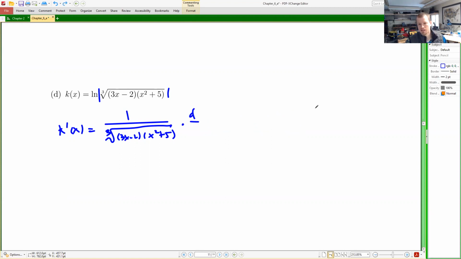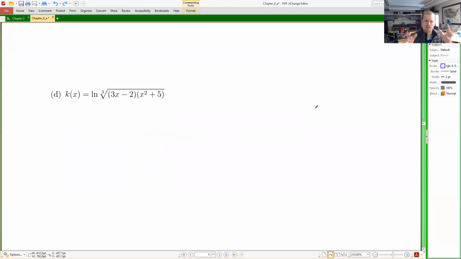Well, logarithmic differentiation makes things a lot easier for us. And I say logarithmic differentiation because we'll use that in the next example. But here, more specifically, what I mean is that we can use the properties of logarithms to rewrite this function and make the derivative much easier to handle.